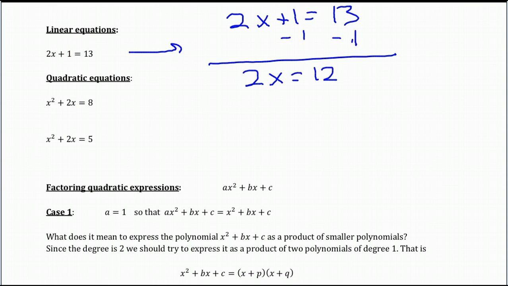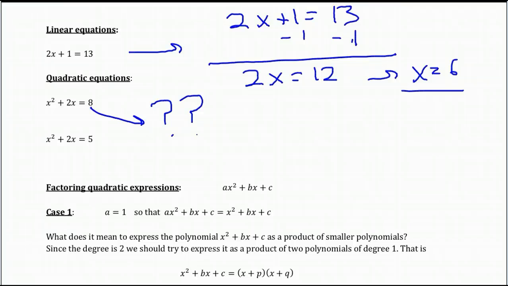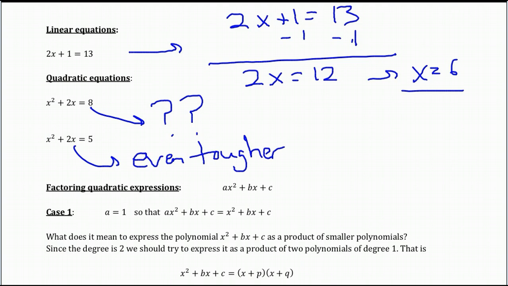Looking at these other two equations, these quadratic ones, they're much more difficult because you cannot isolate the x. You can't combine the x squared and the x terms. We don't know what to do. We can't just use our basic properties of equations to solve. And the second equation looks simpler than the first, but it's even tougher.